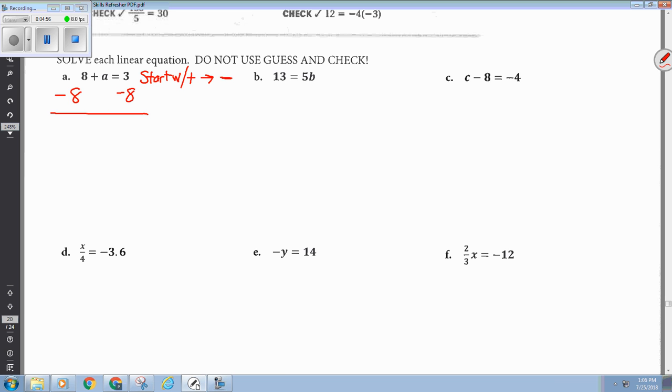So 8 minus 8 is 0, so that drops out. So you have A equals 3 minus 8, which is negative 5. So your answer is A equals negative 5. And that's that. Problem's over.